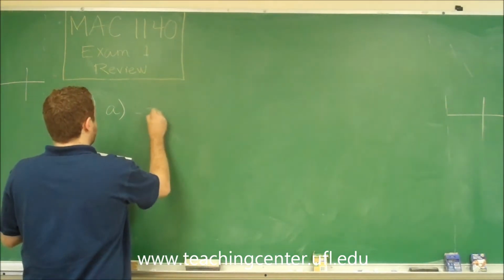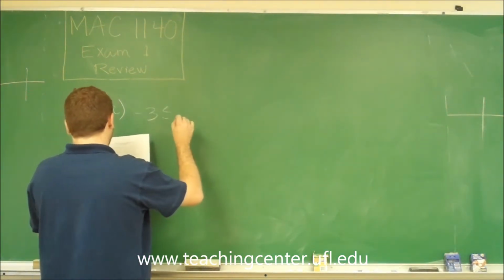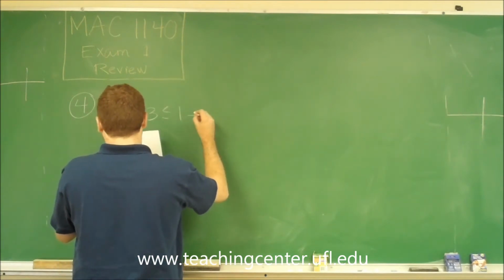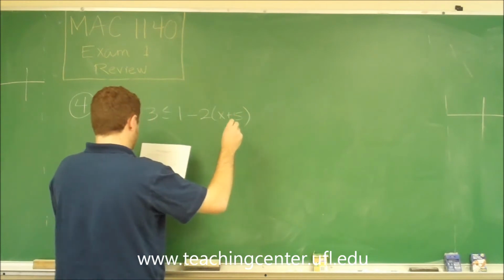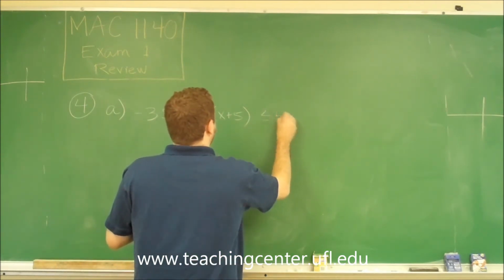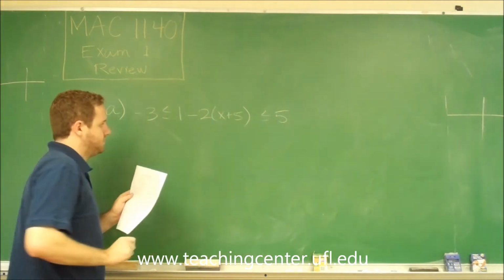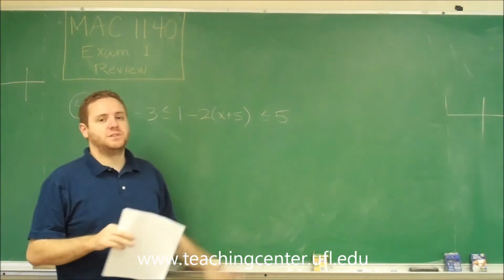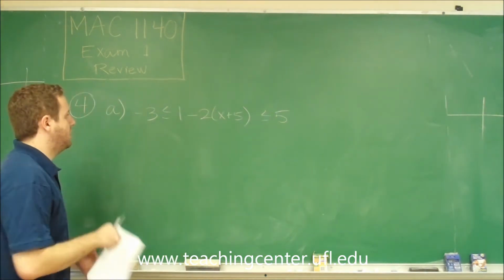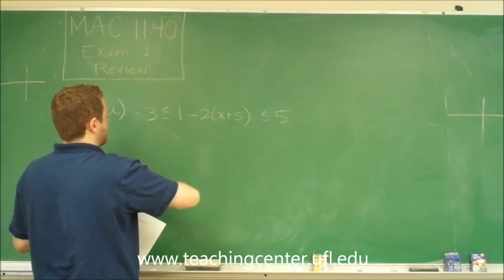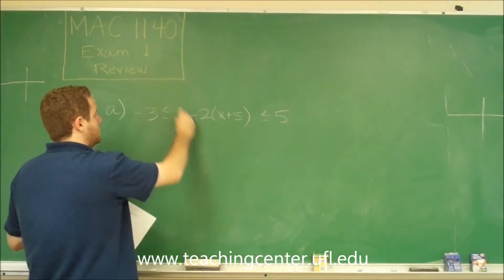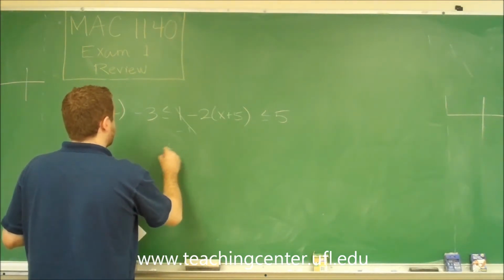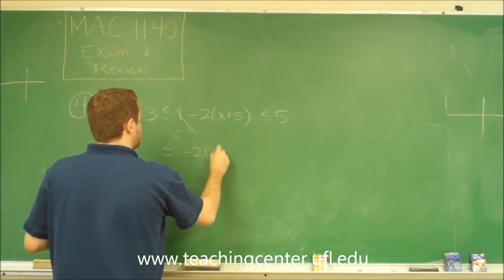So we're going to start with this, negative 3 less than or equal to 1 minus 2 times x plus 5 is less than or equal to 5. So we want to try to get down to just x. So we'll deal with all of the other things in the middle here. So first we want to subtract 1. We have to do that to all of them. So that'll get rid of that. And just leave us with negative 2 times x plus 5.